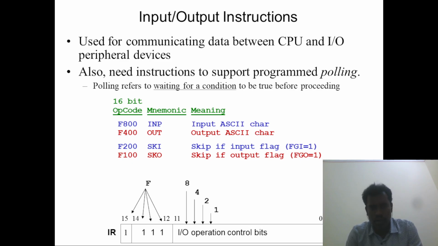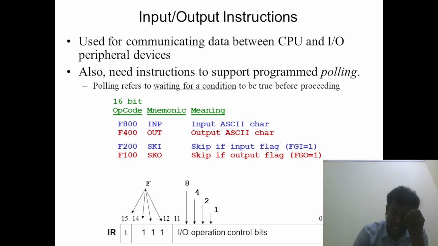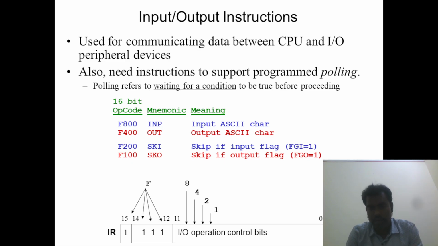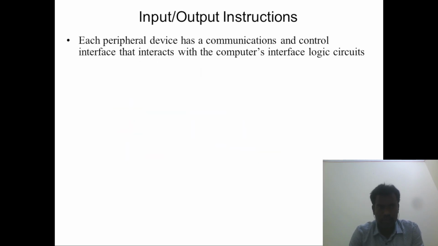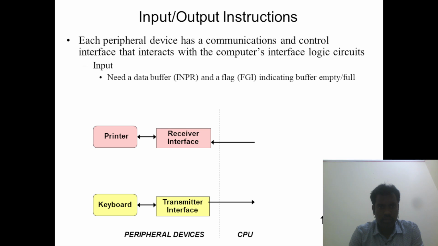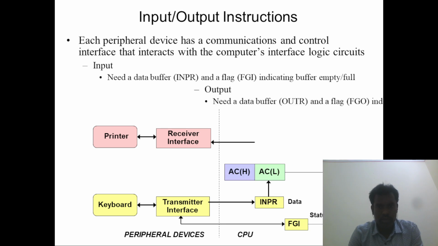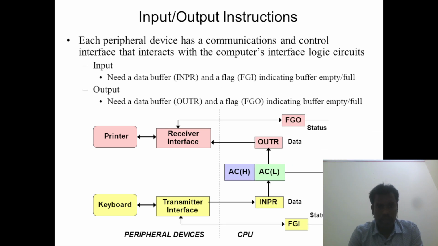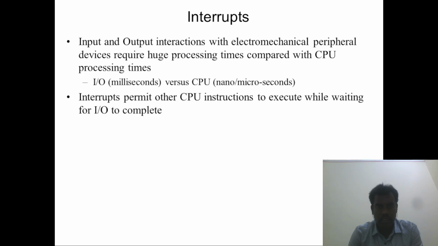The skip if input flag: if the input flag is equal to 1, it will skip the next instruction. Skip if output flag: skip if the output flag is equal to 1. So here are the input and output instructions. Okay?